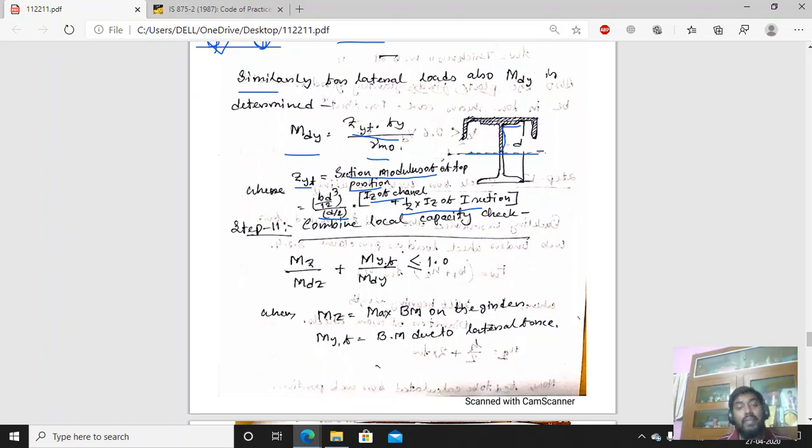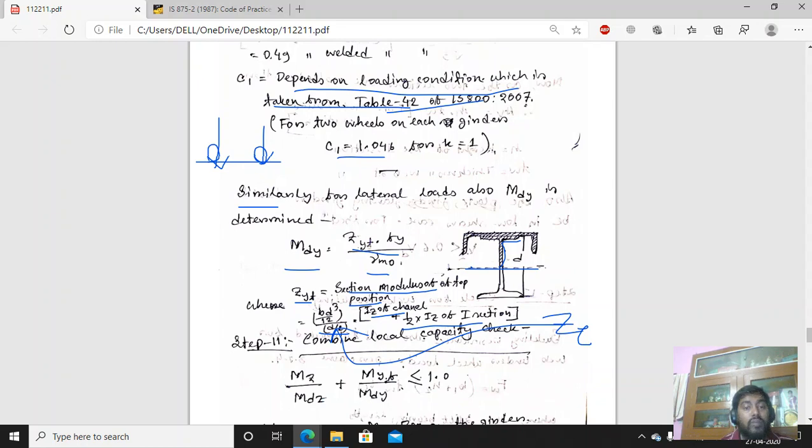MDY is equal to BD cube by 12, that is the section modulus of the total section, the moment of inertia of the section divided by Z by 2, because that is the formula of ZE. We have to use the formula here and determine the value: IZ of the channel plus half the IZ of the I section. We put the values here and determine the value of MDY.